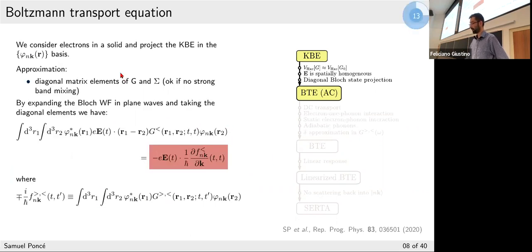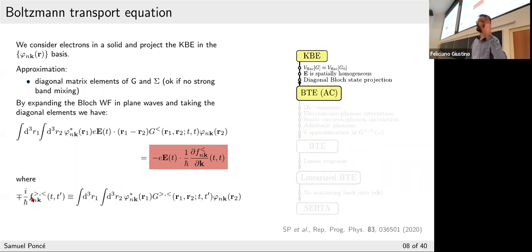Now, the second thing that we can do is block project our equation. The idea of this block projection is simply to evaluate this expression in those Bloch wave functions, and then we integrate. And so I'm defining here this Bloch projection of the lesser and greater Green's function. And I'm defining this object, and this is actually the lesser and greater occupation function.